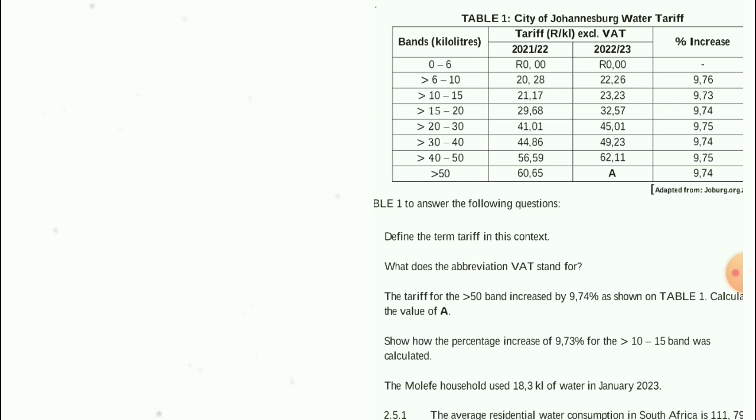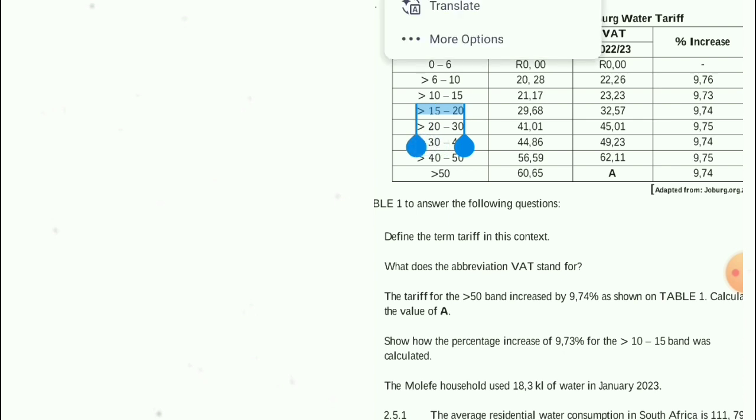So you're going to say 3.3 kiloliters. Why? Because Mulife used 18.3 kiloliters. We have already calculated the 15 kiloliters. We are done doing that, so what's left is 3.3 kiloliters. So we're using this one here. If Mulife, for example, used 20 kiloliters, we were going to say 5 kiloliters. But unfortunately, he used 18.3 kiloliters, so we are only left with 3.3 kiloliters.